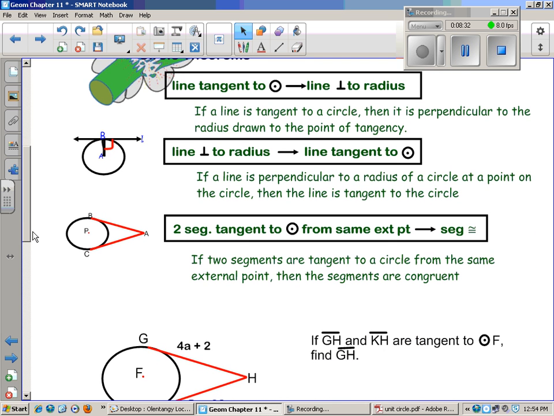And last, if you draw two tangent lines to a circle, I call this the ice cream cone theorem because doesn't it kind of look like an ice cream cone? If you draw two tangent lines to a circle from the same point, they both have to start from the same point, draw it out, okay? Then those two segments are equal.